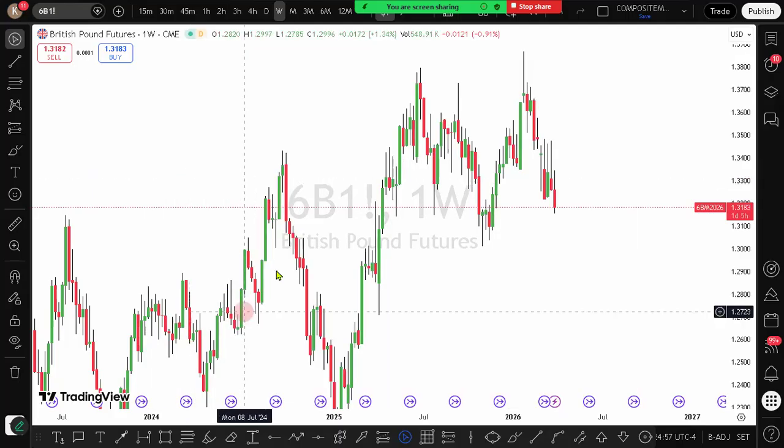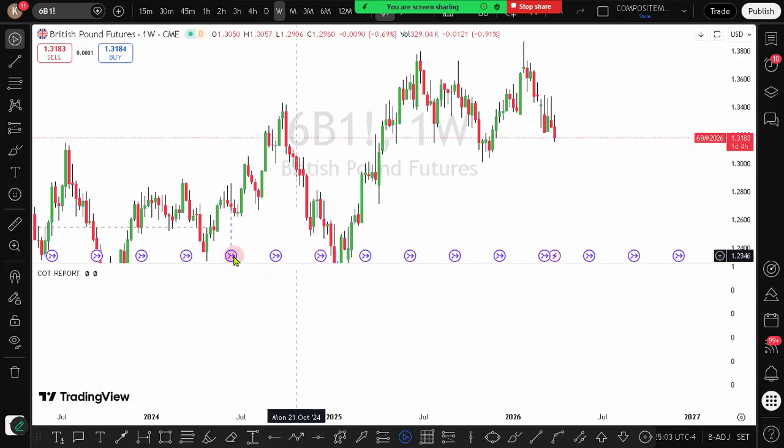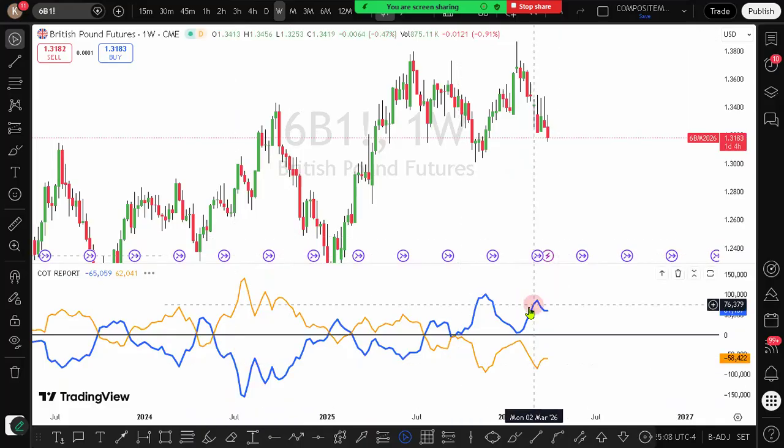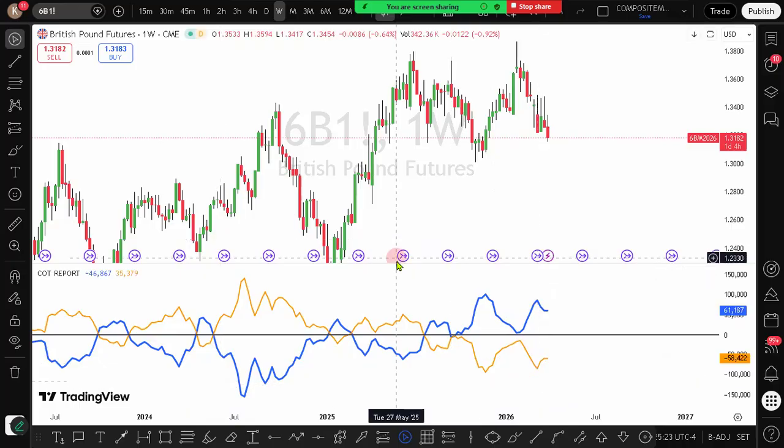Now, on this COT report, we are looking at where the institutions are positioning themselves. The commercials, who are the hedgers, the big boys, are the blue line here. These are the commercials and these are the non-commercials. In this case, commercials are above the zero line, around 61, and we have the non-commercials on the lower side.